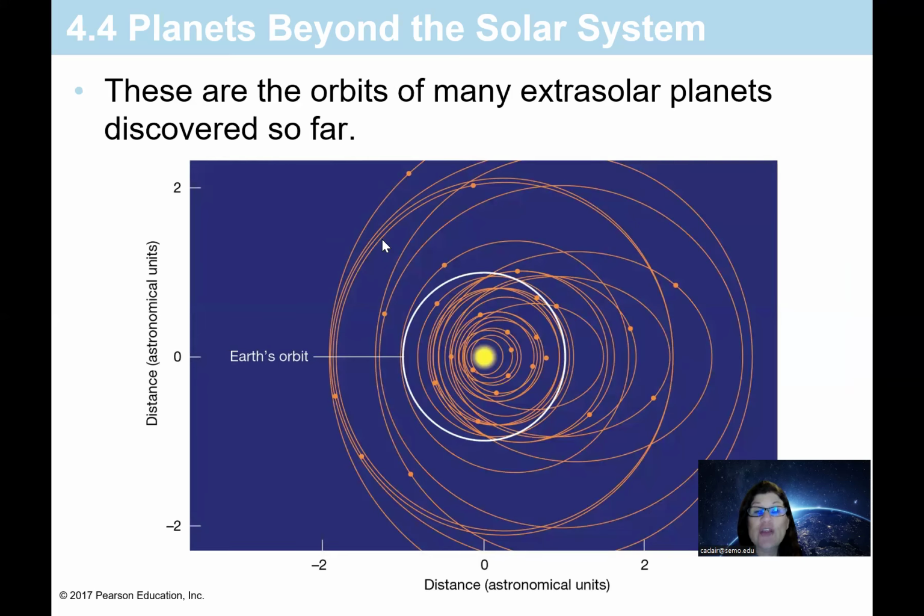So here are the orbits of the extrasolar planets that we've discovered so far. Here's the representative inner sun, and then there's Earth's orbit, and then this is where all the other planets that we found so far are, about where they are. A lot of them are very close to their sun, or their star too.